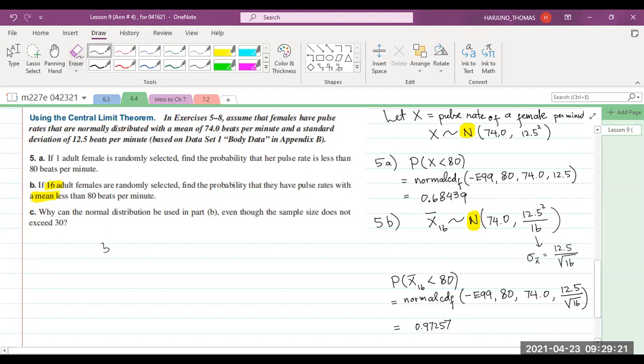Part C, why can normal distribution be used in part B even though the sample size does not exceed 30? Well, because the underlying distribution, which is X, is already normal.